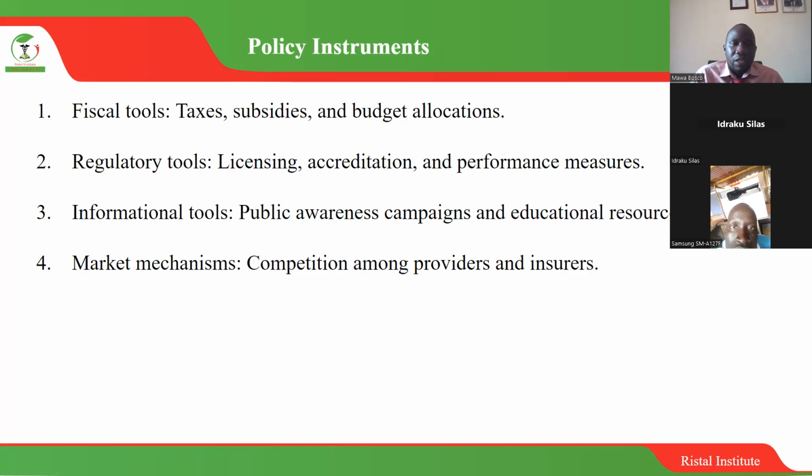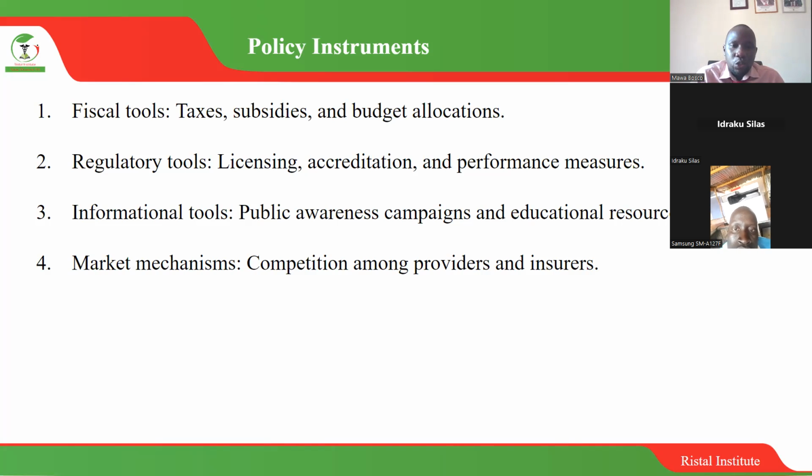And then we have regulatory tools. Licensing, for example, if we talk about the training of health workers, you first have to license the schools, okay, and then accredit them. And then also, when you recruit them, you want to see their performance, okay? So these are also very important. So these are tools that the government can use in tackling any problem.